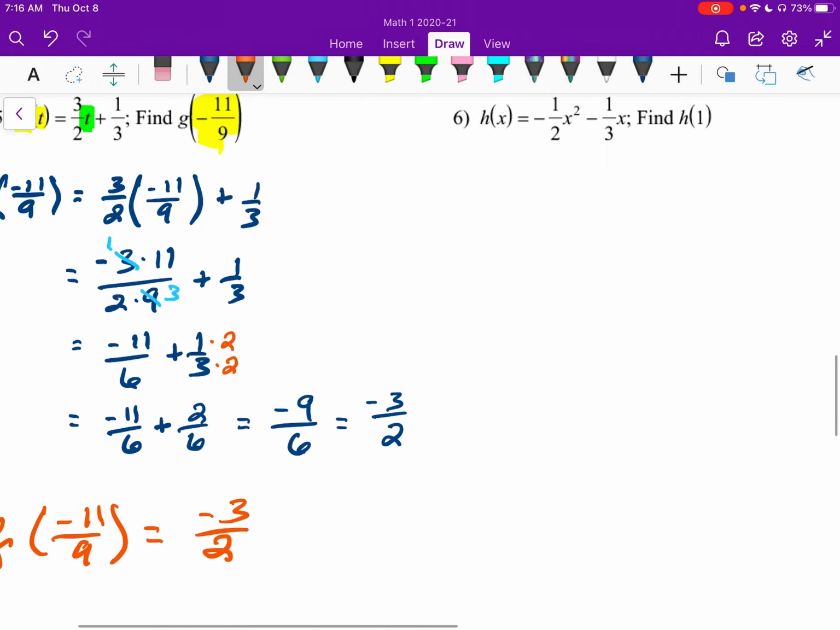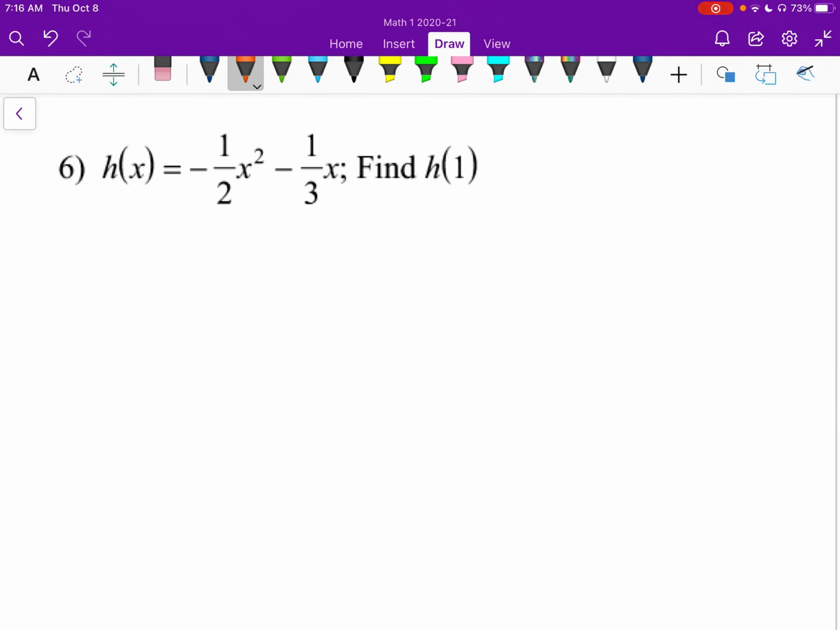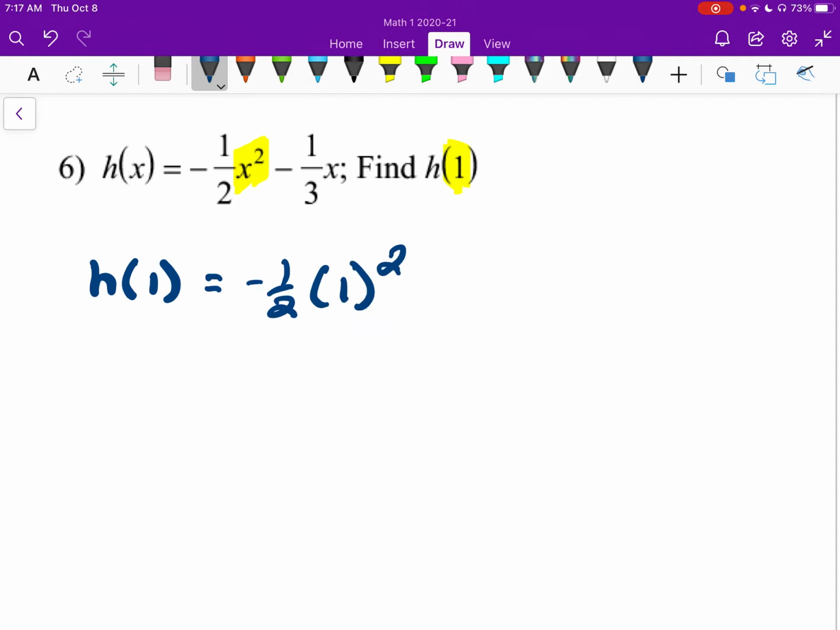All right. Number 6. So we're back to our function letter h. Our variable is x, and it wants us to plug in a 1. Now something new with this problem, we have an x squared term in there. So we need to remember that we're going to have to square it. With this one being plugging in 1, that's not going to be very exciting, but later on that might be more important. So h of 1 is going to be negative 1/2 times 1 squared minus 3 halves times 1.